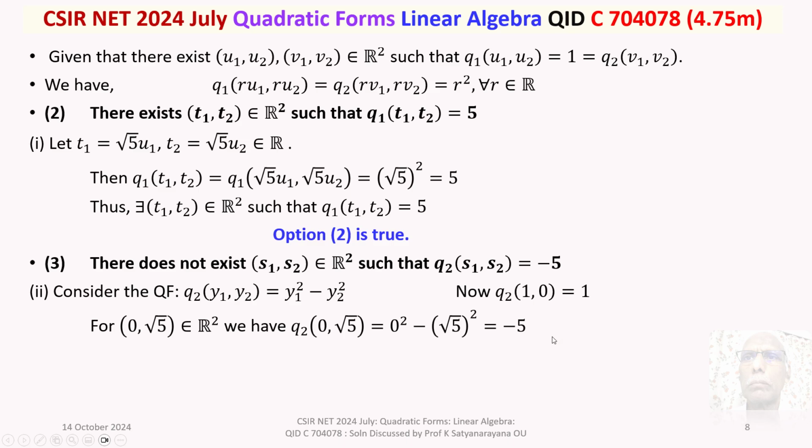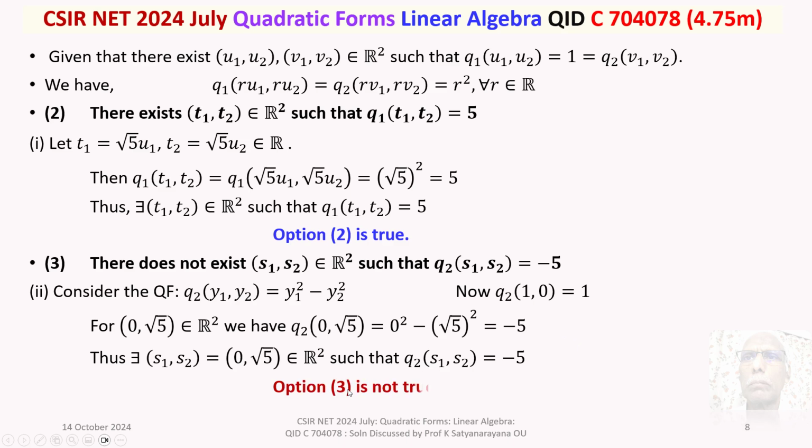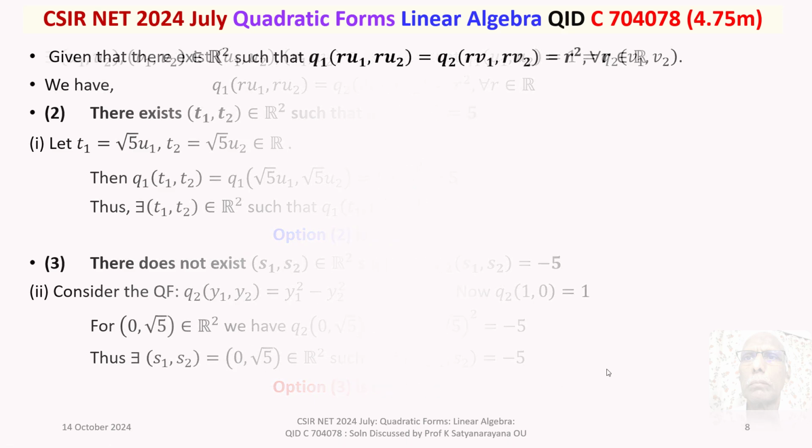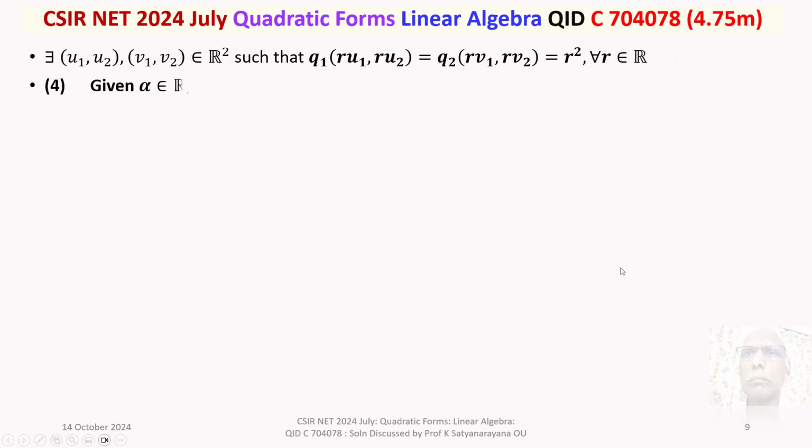So there exists (s1, s2) equal to (0, root 5) belongs to R square such that Q2 of (s1, s2) is minus 5. Such a quadratic form exists. Therefore, option 3 is not true, because the statement says there does not exist, but there exists. So option 3 is not true. We move on to option 4.